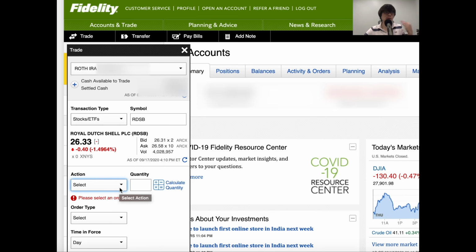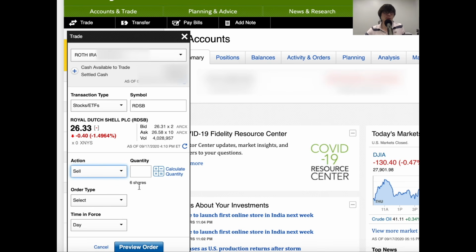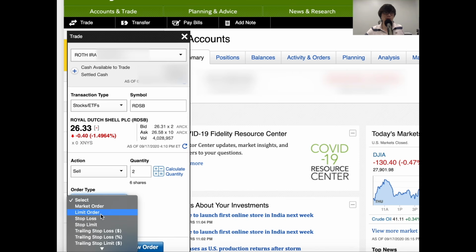So instead, what I'm going to do is go ahead and click sell, but let's say I don't want to sell all of my shares. I just click on the sell option, right? And then it will update and tell me exactly how many shares I own. So for instance, if I only want to sell 2 shares, I'm going to click 2 there.